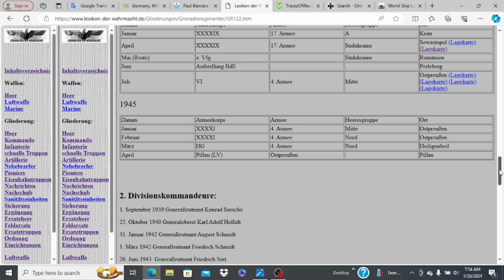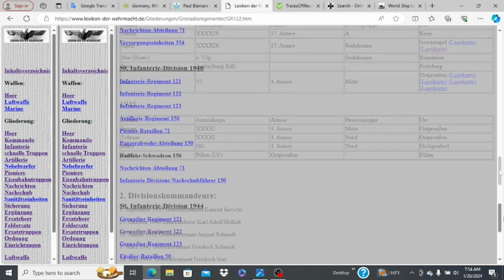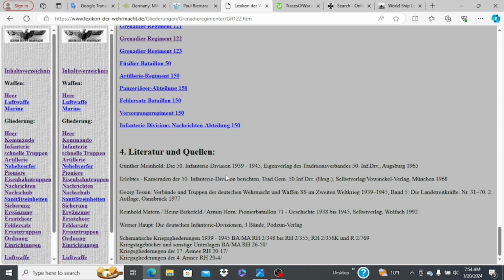I'm not going to make you guys sit through me translating all the prayers and stuff, because I know I'm probably one of the few people that are actually interested in that. Now, one of the other things here, you can see there's actually some unit histories. It looks like there is a book written about the 50th Infantry Division.